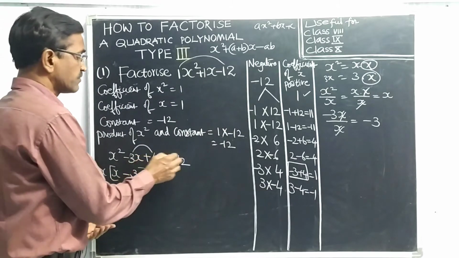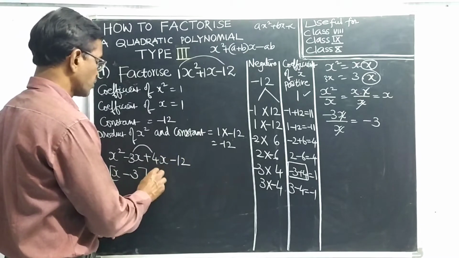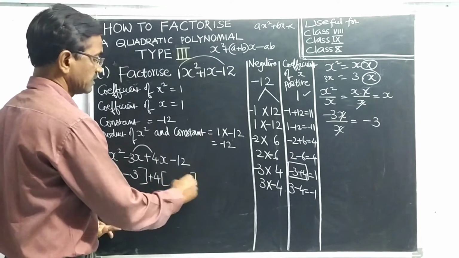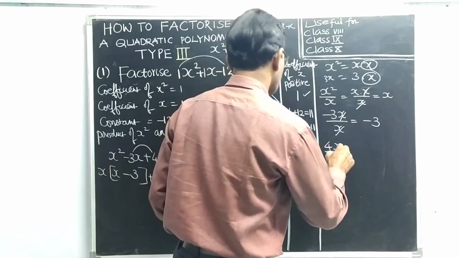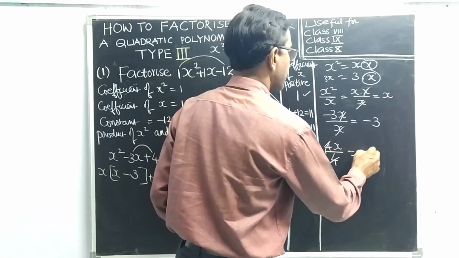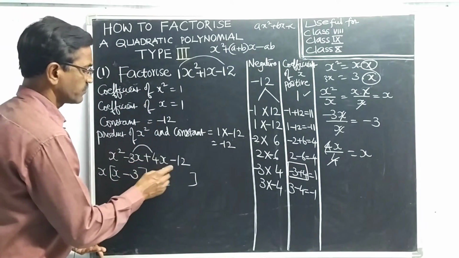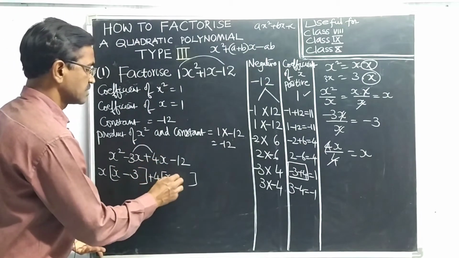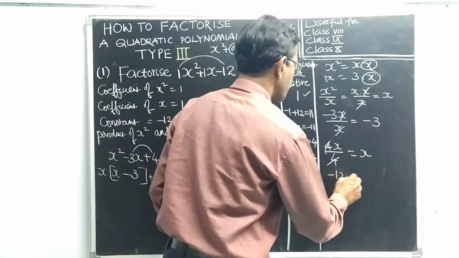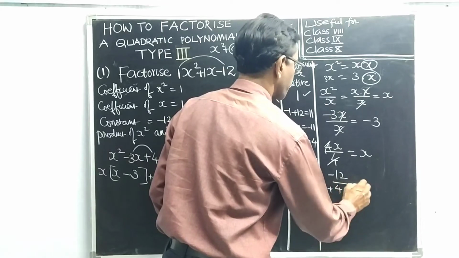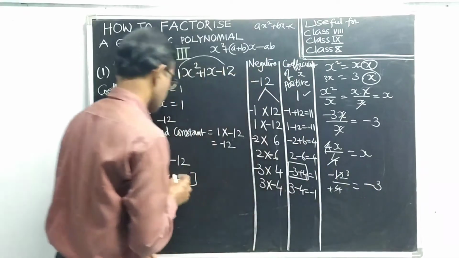Now what is the common factor in these two terms? 4 times 1 is 4, 4 times 3 is 12. So plus 4, 4 is the common factor. Now divide by 4: 4x by 4, the 4 cancels, x. Plus by plus is plus, 4 by 4 is 1, x. Minus 12 by plus 4: minus by plus is minus, 4 times 3 is 12, minus 3.